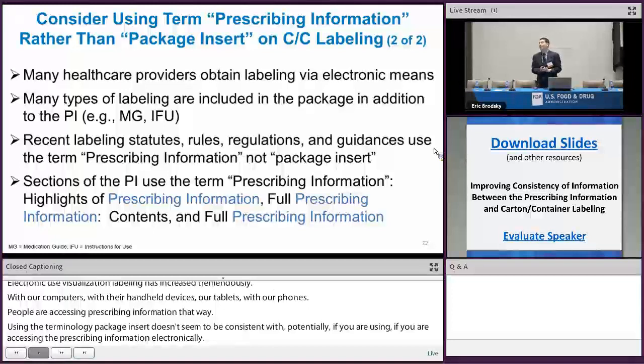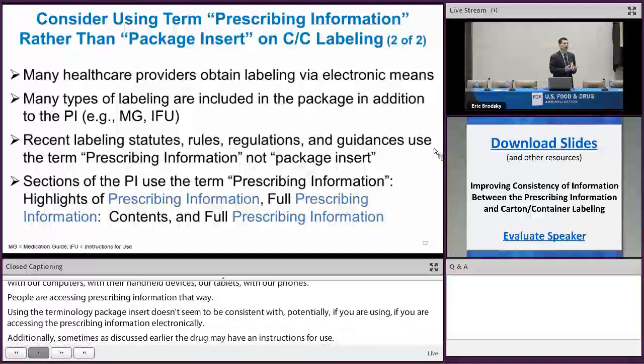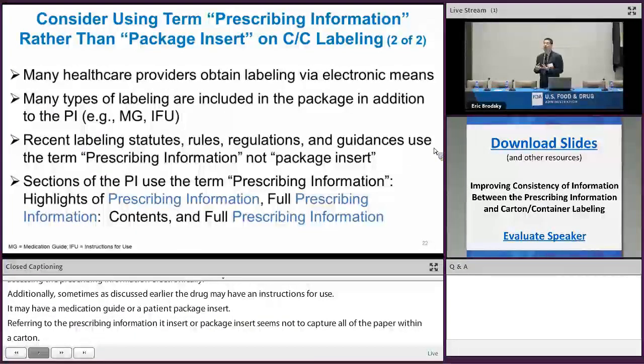It may have a medication guide or a patient package insert. So referring to the prescribing information as the insert or package insert seems not to capture all the paper within a carton. The carton can contain the prescribing information, the instructions for use. It can contain a medication guide or patient package insert or other information.